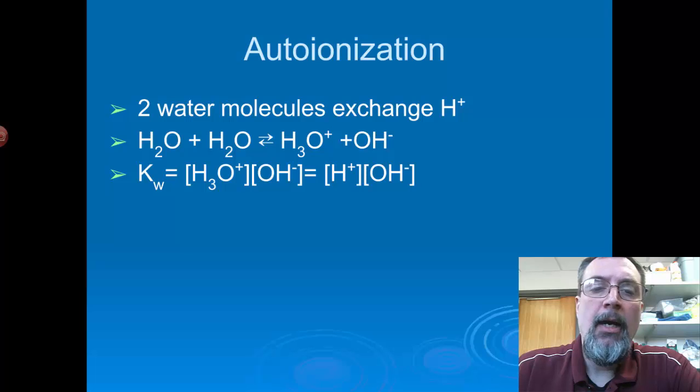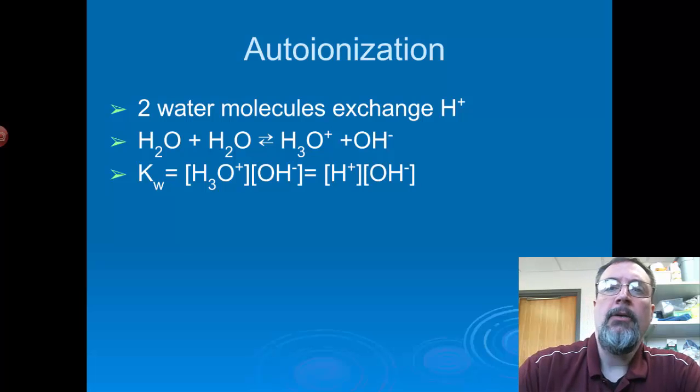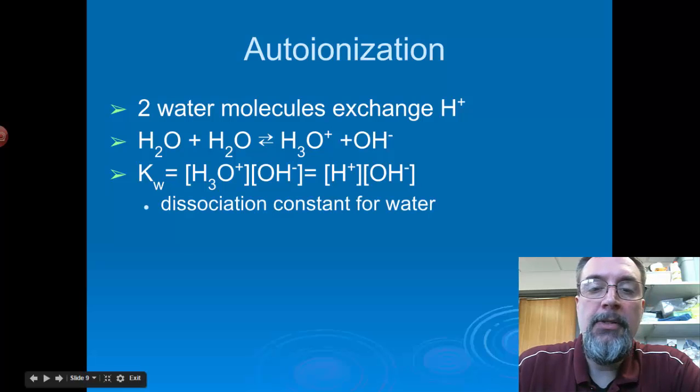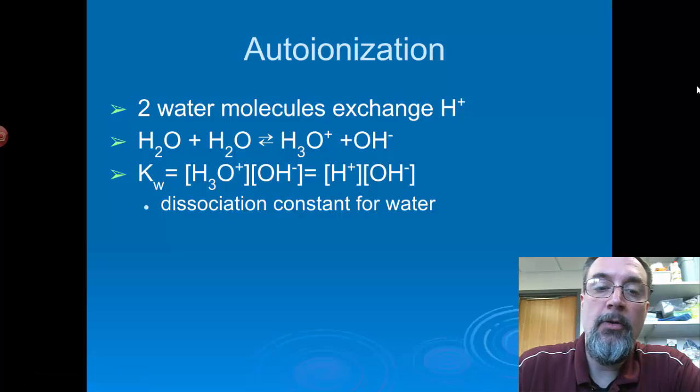If I have that situation, then I can write an equilibrium expression: the concentration of H3O+ times the concentration of OH-, or just the concentration of H+ times the concentration of OH-. Water does not appear in that expression because it's a pure liquid, so there's nothing in the reactants that will show up in my expression. Now it happens that this is called the dissociation constant for water. It's a very special equilibrium constant because it's very specific to water only.